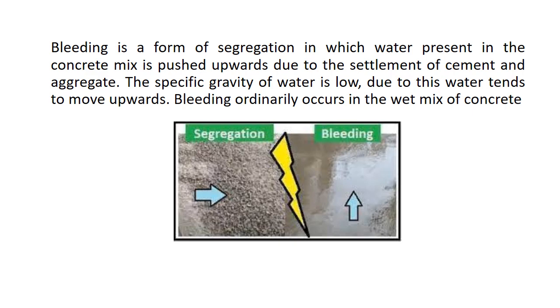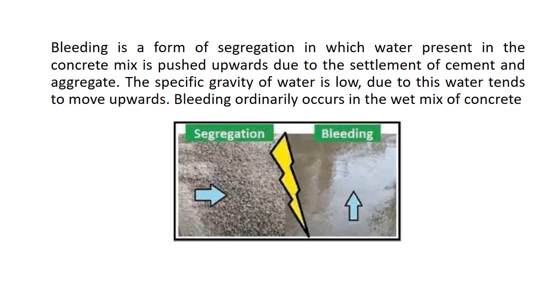Bleeding. Bleeding is sometimes referred to as water gain. It is a particular form of segregation in which some of the water from the concrete comes out to the surface of the concrete. Being of the lowest specific gravity among all ingredients of concrete, bleeding is predominantly observed in a highly wet mix, badly proportioned and insufficiently mixed concrete.